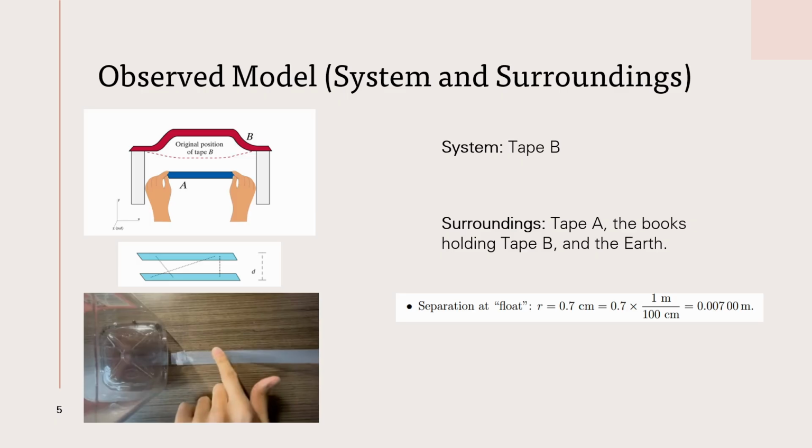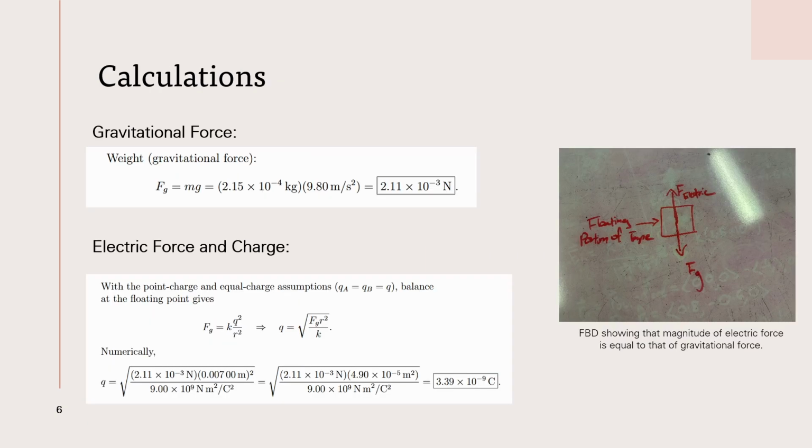We also measured that the separation or distance at which the tape started floating was about 0.7 centimeters or 0.007 meters. Using these initial conditions and the experiment setup, we could calculate first the gravitational force on tape B, which is essentially just mass times the gravitational constant. And based on the free body diagram to the right, the magnitude of electric force is equal to the magnitude of the gravitational force. So we equated the two to find the charge on tape B as well, which is shown boxed in the bottom.